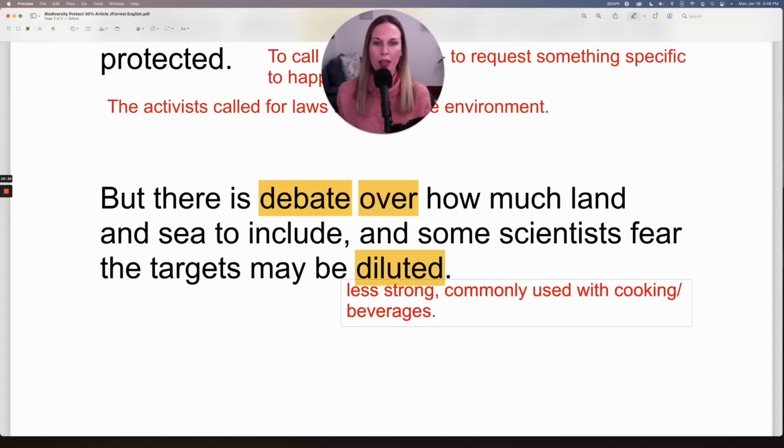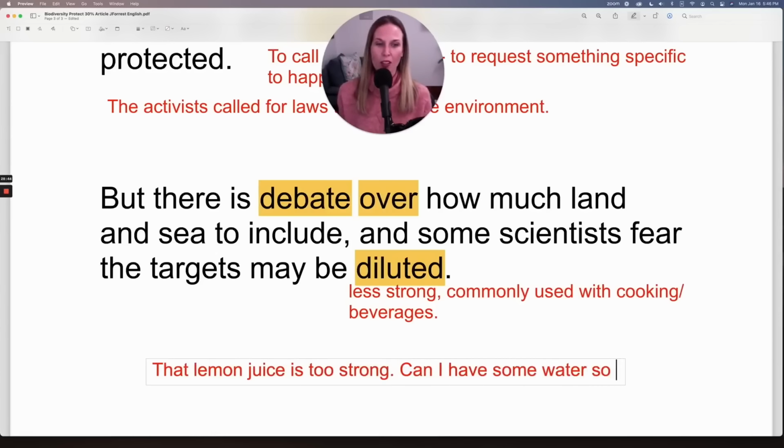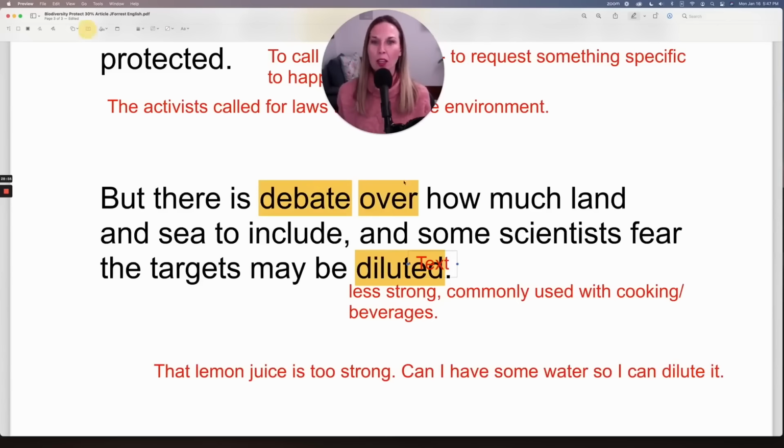I'm just going to write my example for you now. That lemon juice is too strong. Can I have some water so I can dilute it? In this case, it's being used as the active verb, to dilute something. In this case, it's being used as an adjective, to be diluted. To be diluted, and this is our adjective, diluted.